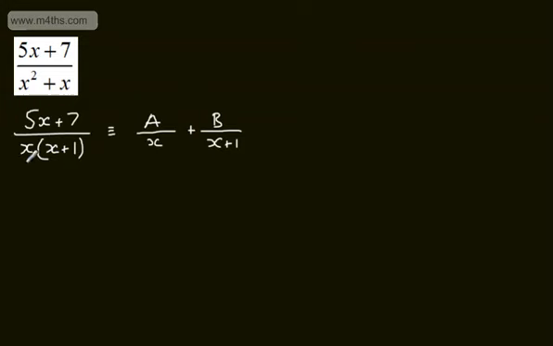At this stage, we multiply through by the denominator, and we had on the left hand side of the identity 5x + 7. On the right hand side we had A. The x's are going to cancel to leave me (x + 1), plus B. The (x + 1)'s cancel now to leave me x. This is an identity. It holds true for all values.